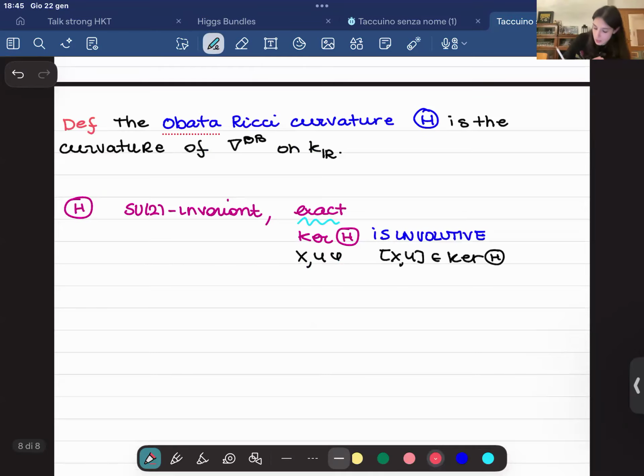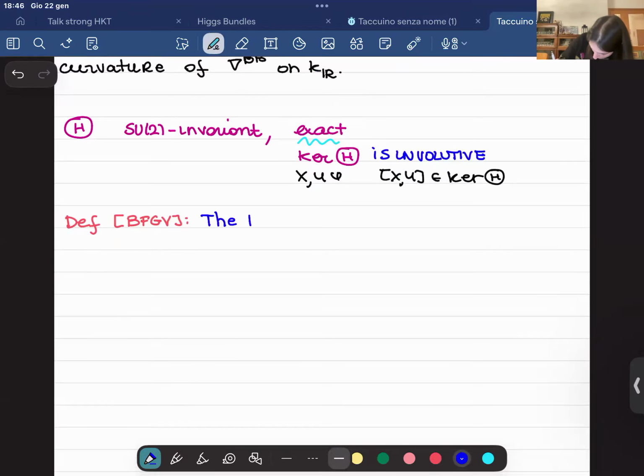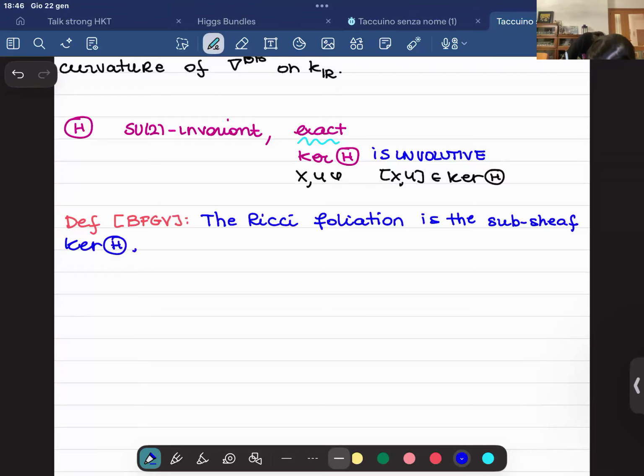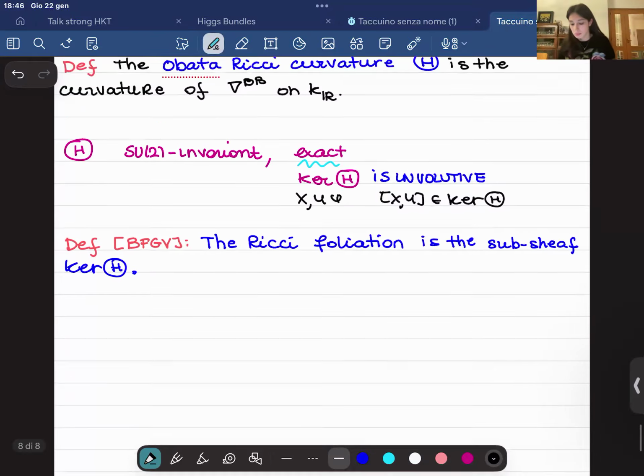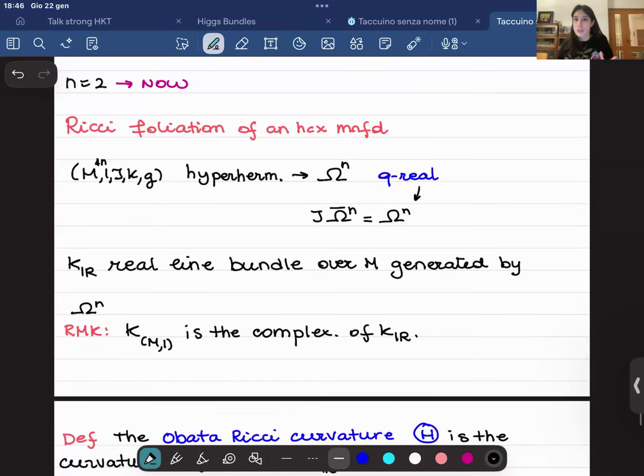And this allows us to define, so this is a definition we gave, I think, the first time, that the Ricci foliation is the subsheaf, of course it has no constant rank, the kernel of theta. Now, we are interested in strong HKT manifolds in dimension 8. So you're going to ask me, why are you introducing all of this?